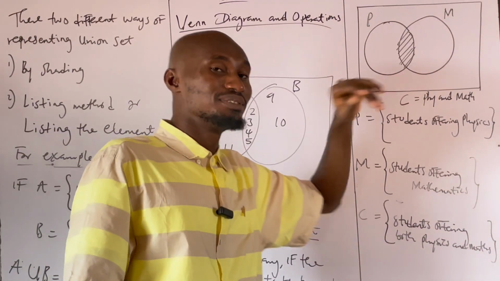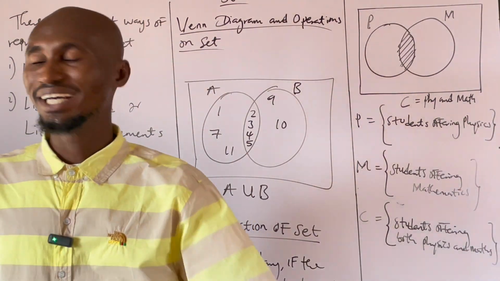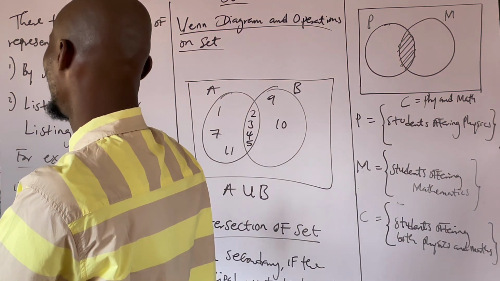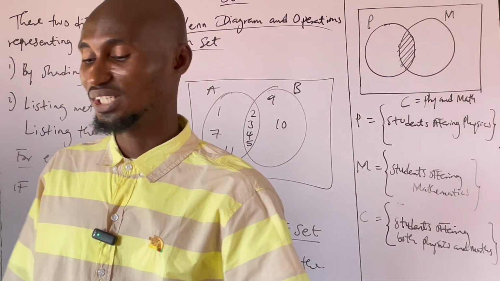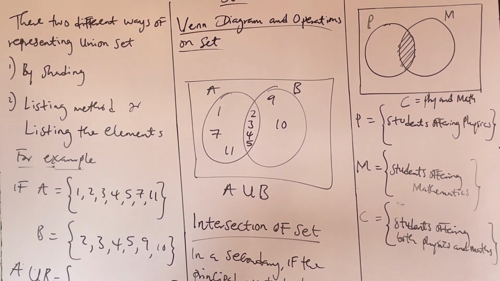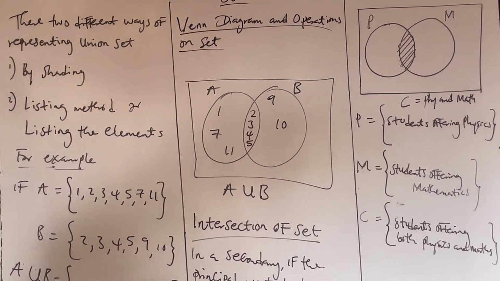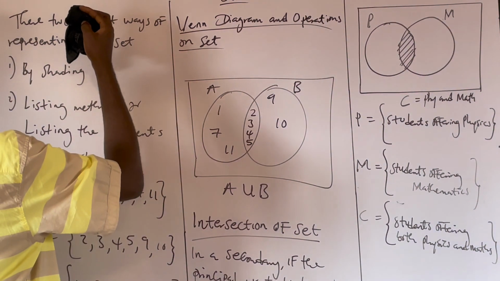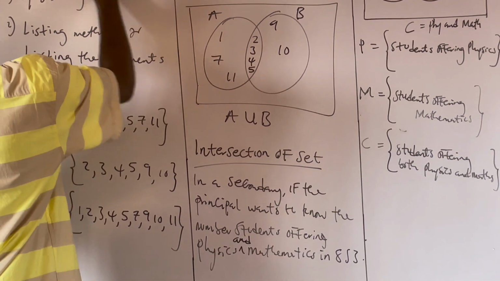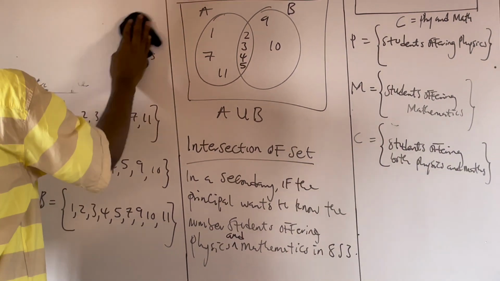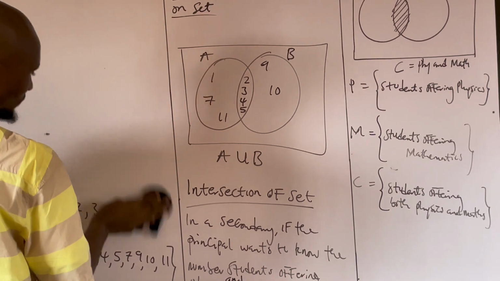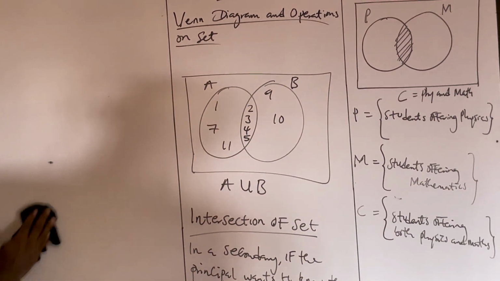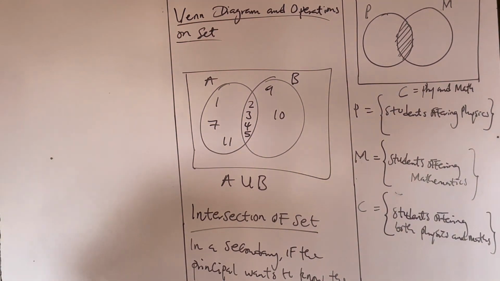So this is intersect. Let me give you a clear example using numbers so that you understand. I need to clear. I'm managing my board. My board is small. Let me clean. Let me leave that side.